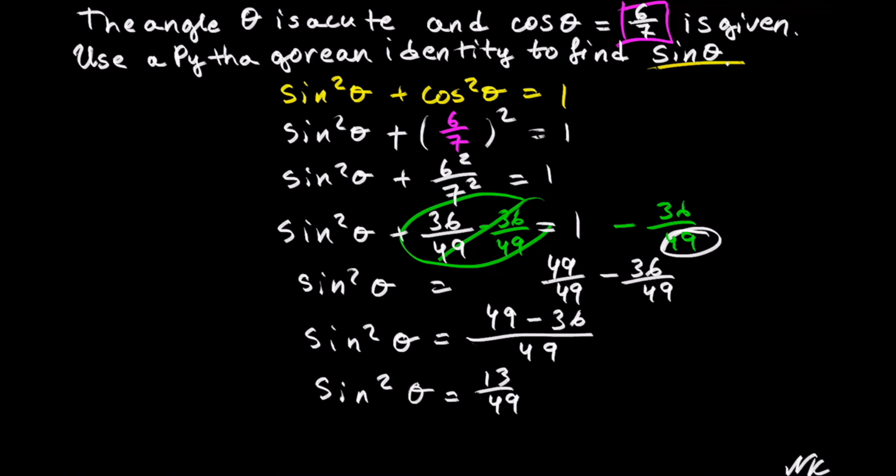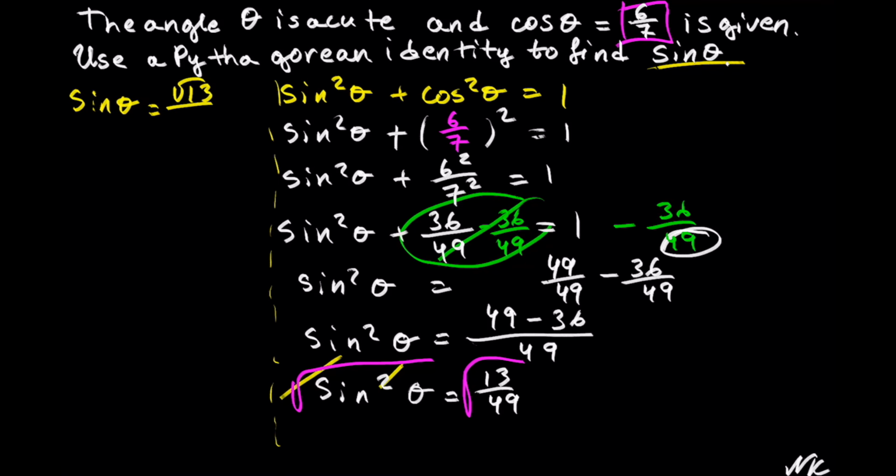We need to solve for sine of theta, so sine is squared. The inverse of squaring is a square root. Whatever we do to one side, we need to do the same thing to the other side. So square root of 13 out of 49. A square and a square root will cancel. And we get sine of theta equals radical 13 out of radical 49.